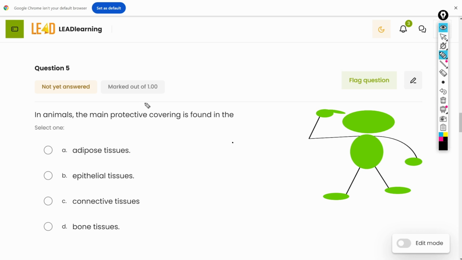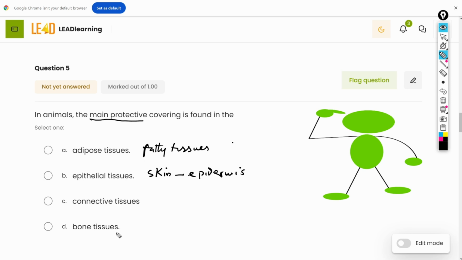Question 5. In animals, the main protective covering is found in the... Adipose tissues are fatty tissues found beneath the skin. The epithelial tissue is the tissue that is found in the most outer part of the body. So if you look at the skin, the outermost layer of the skin, the epidermis, has the epithelial tissues. So our correct answer here is the option B.